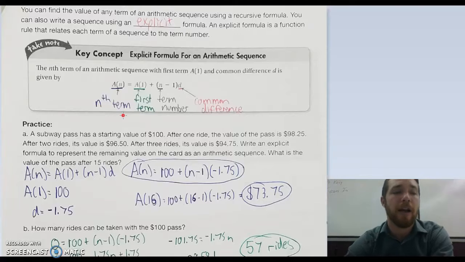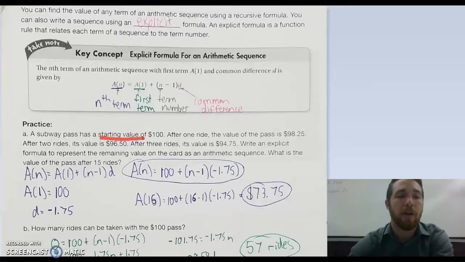So looking at that kind of example in our first practice question, a subway pass has a starting value of 100. So again, if I see starting value of 100, starting point might be important. After one ride, the value of the pass is 98.25. After 2, it's 96.50. After 3, it's 94.75. So we're going to use that to write an explicit formula to represent the remaining value on that card as an arithmetic sequence. And we also want to find the value after we reach 15 rides.